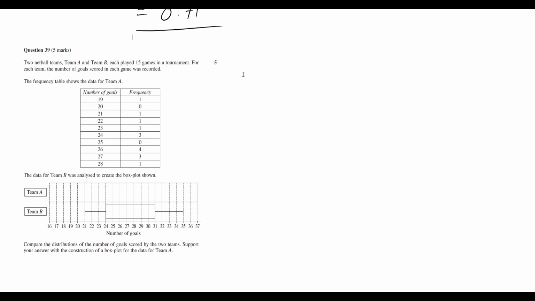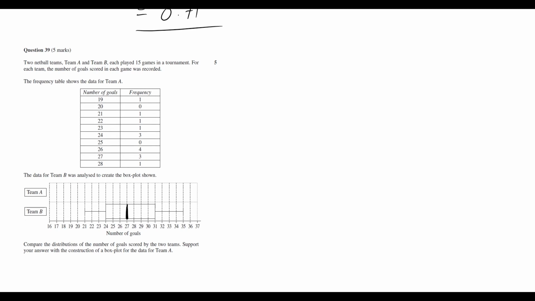For each team, the number of goals scored in each game was recorded. The frequency table shows the data for Team A. So the data for Team B was analysed to create the box plot shown, and that's what's written over here. And I'll just quickly highlight, this is our median at 27. It's not very clear on this.